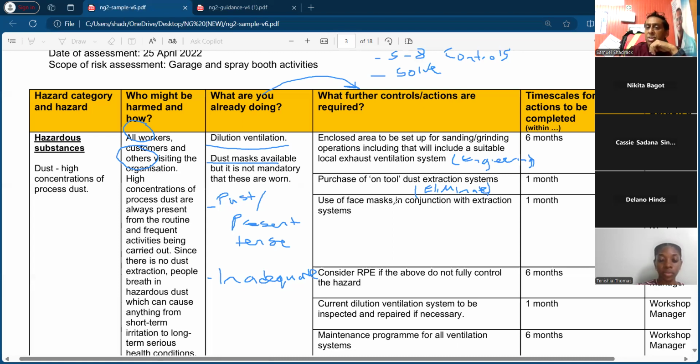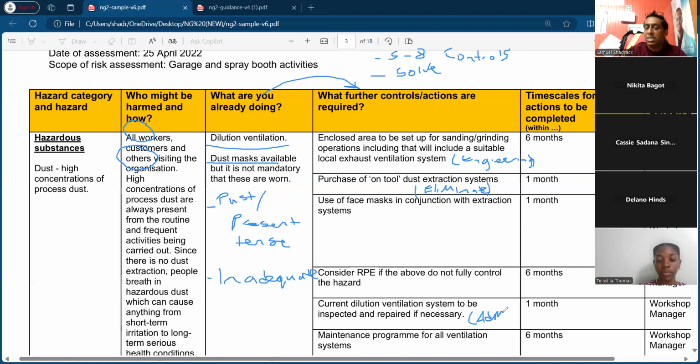Use of face mask in conjunction with extraction system, that would be PPE, but you can say use of PPE such as face mask. So try to incorporate the hierarchy words then, right? Current dilution system to be inspected and repaired if necessary. This may be an administrative control, admin control. So once you match them up, you should be fine.